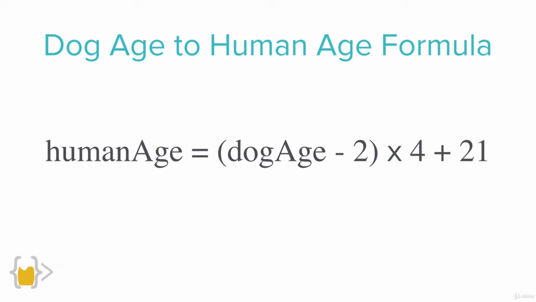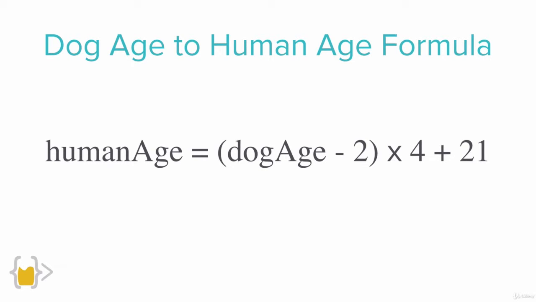I want you to create a dog age to human age converter. So how old would your dog be if it was a human? And this is the formula that you're going to use. And this formula is completely valid from a mathematical perspective. So you're going to subtract 2 from the dog age first, then multiply by 4, then add 21.